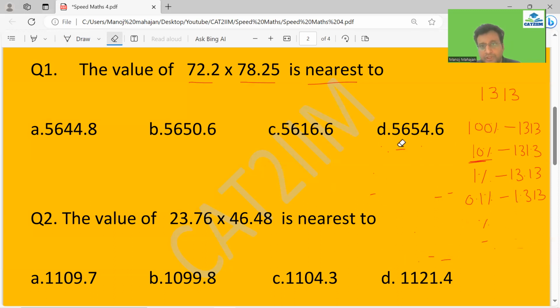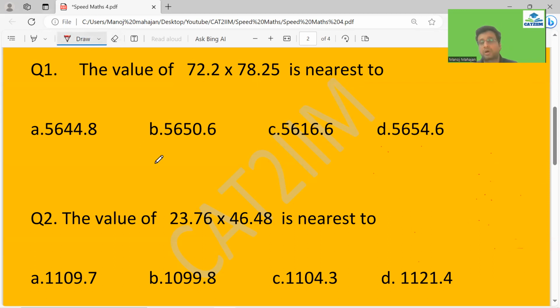We'll move to the first problem out here, which is 72.2 multiplied with 78.25. And we have to get the nearest value. So remember that my unit digit trick may not work because it is not asking you to calculate the exact value. We have to figure out the nearest value. So let's look at the trick.